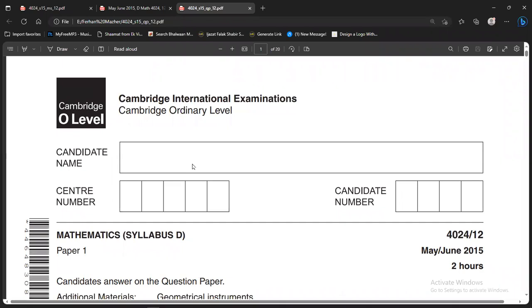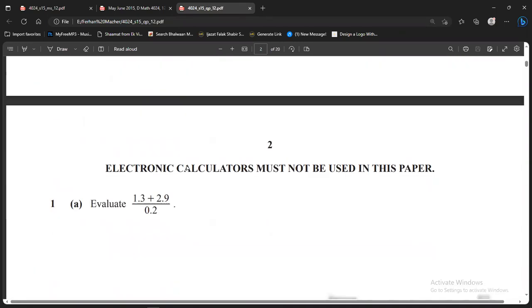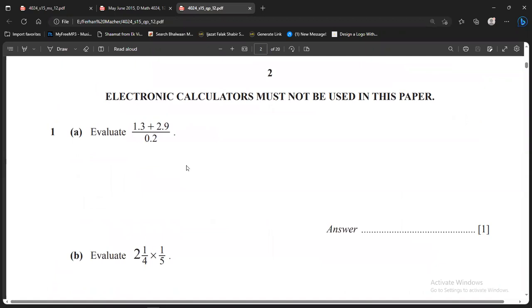May-June 2015, paper 1-2. This paper belongs to Zone 2. Question number 1 is coming up on your screen. Question number 1, part A, he says evaluate. We have 1.3 plus 2.9, and the whole thing divided by 0.2.